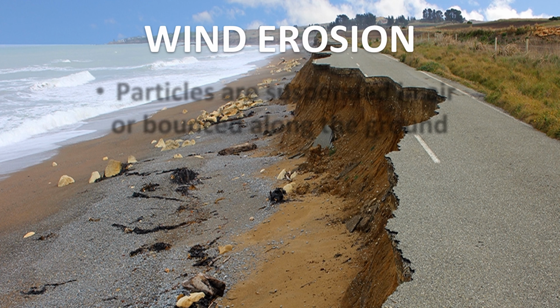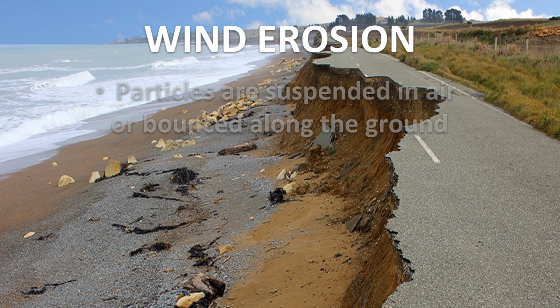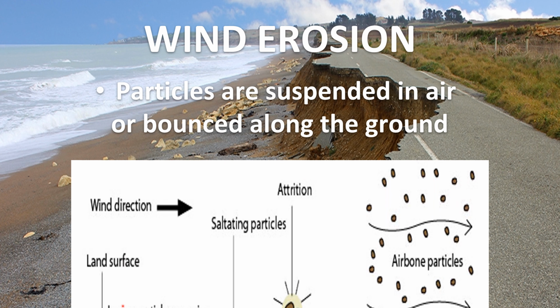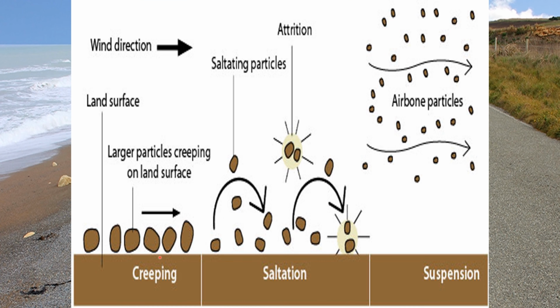Now when we talk about wind erosion, we have to talk about how it actually moves those different sediments. Basically, as the wind blows from one point to another, some of the particles are going to get suspended in the air if they're really light, and some of them are going to get bounced along the ground. There's three main ways in which this happens. You can get the creep, where larger particles like these right here kind of get pushed along, but they never leave the surface, so they kind of roll along the ground.